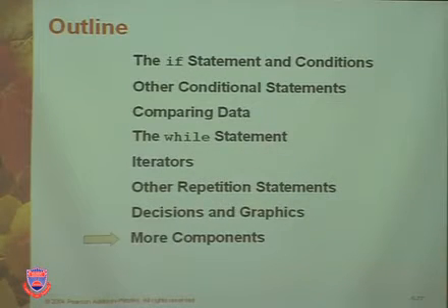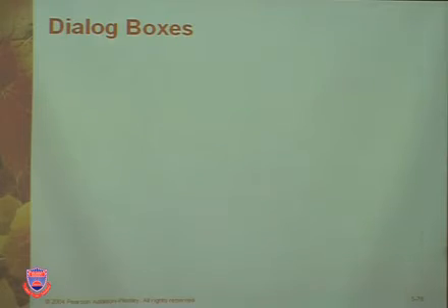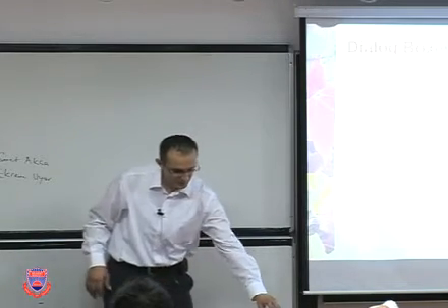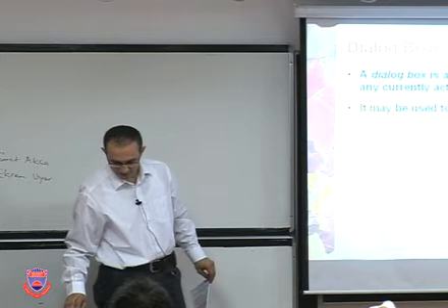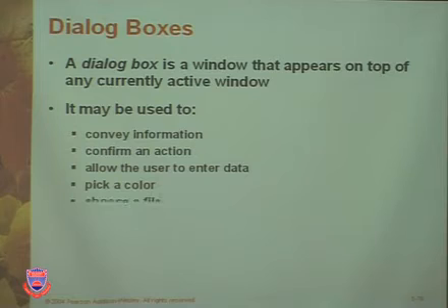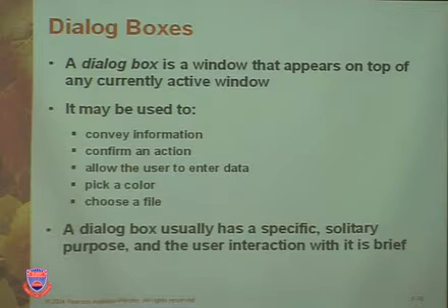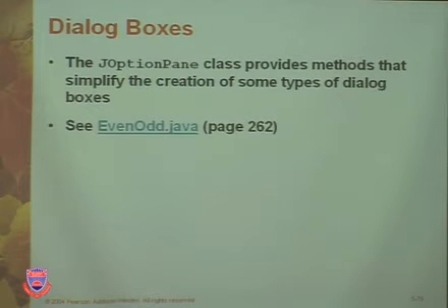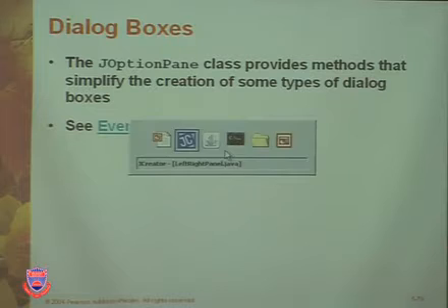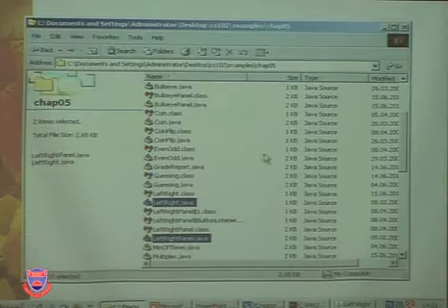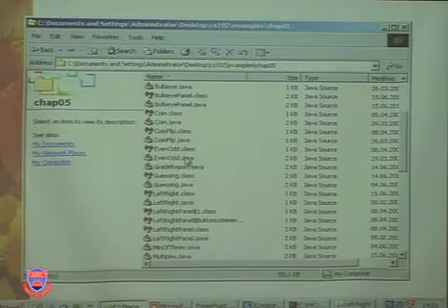So this is again a different way of implementing it, because it selects an event source from wherever it happens. So we will see dialog boxes. Using a dialog box, you can convey information, perform an action, or allow the user to enter data, pick a color, or choose a file. You can do many things with dialog boxes. I will show an example of it shortly. So if you look into this even-odd application, it uses the JOptionPane class, which provides this. So let's see, EvenOdd.java.